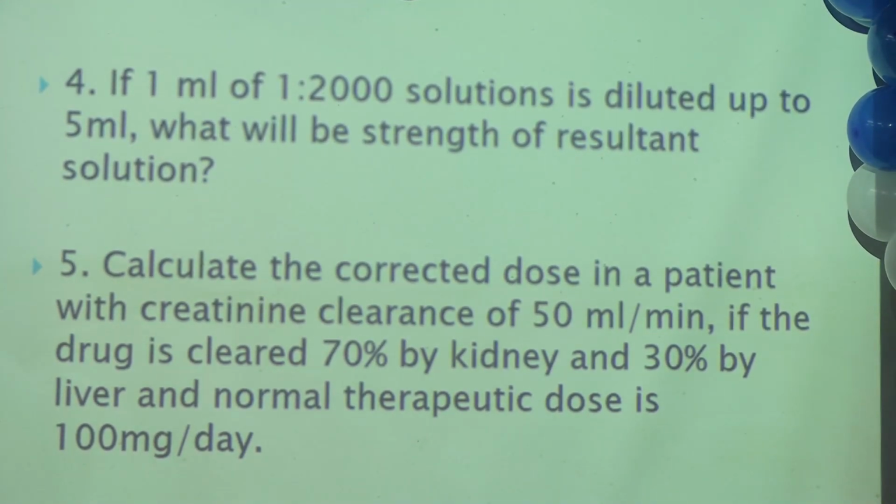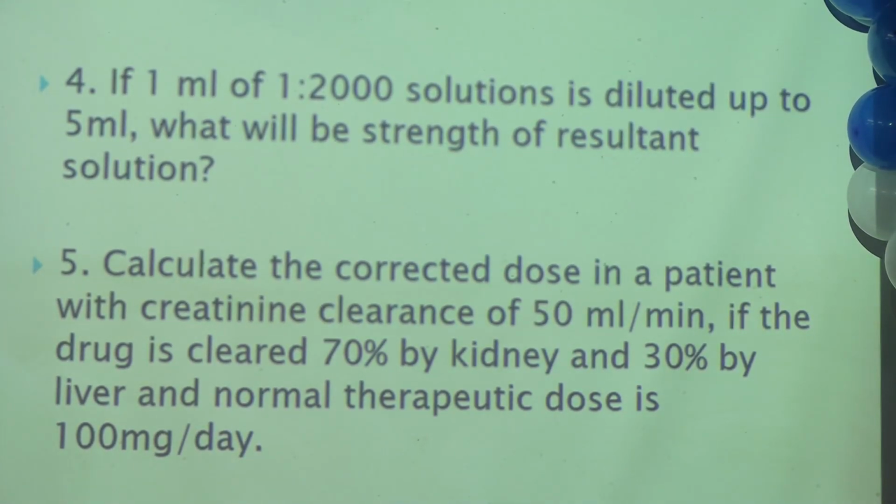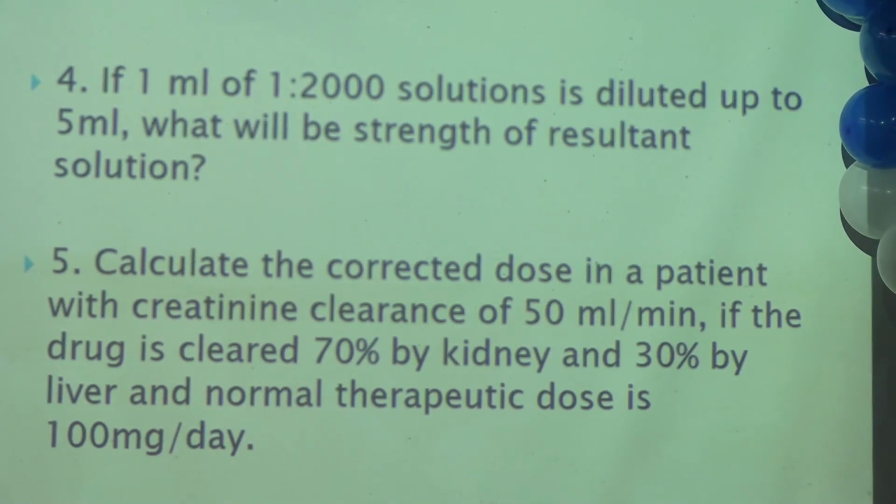So next, here they are saying to write the corrected dose. How will we calculate the corrected dose? It is the normal therapeutic dose multiplied by the value which you got, that is the dose adjustment factor. Do it. Corrected dose is the normal dose multiplied by the dose adjustment factor. Now tell me how much? 65. What is the unit? Milligram per day.